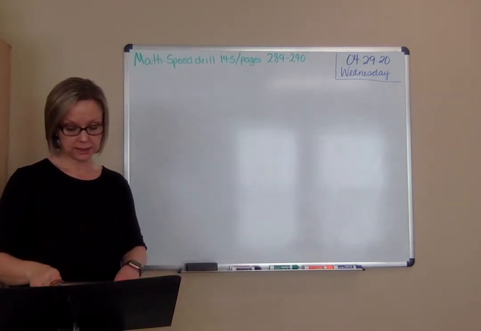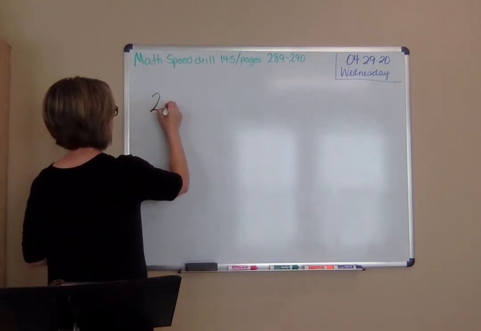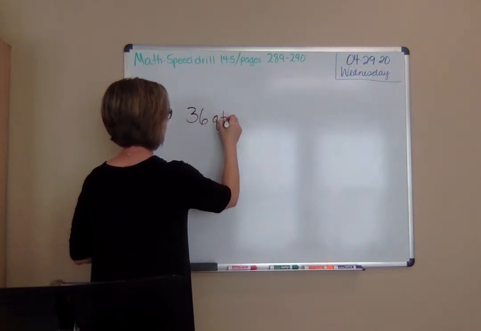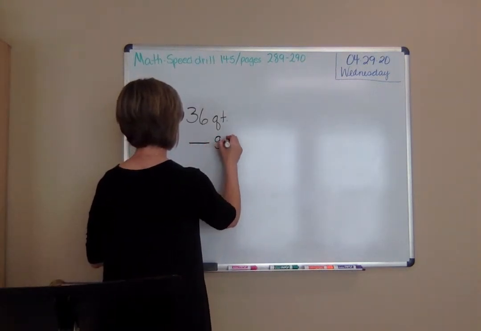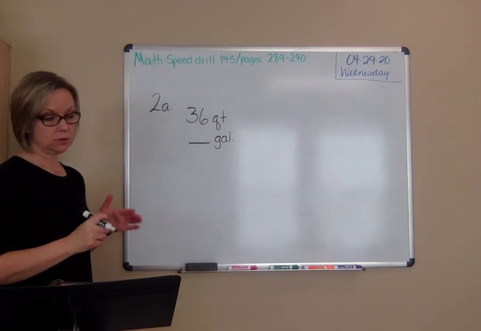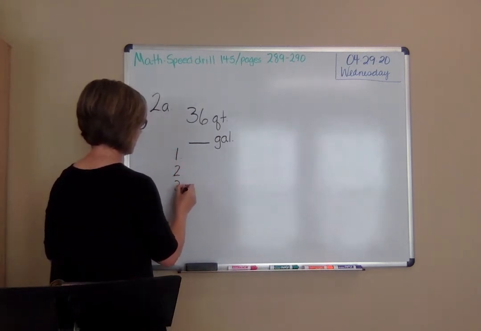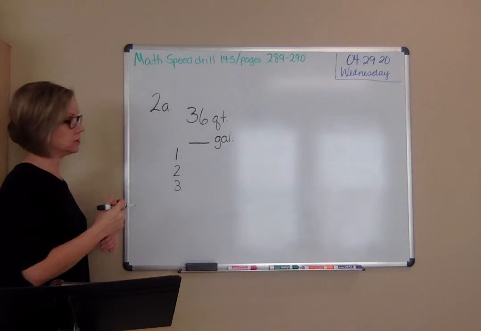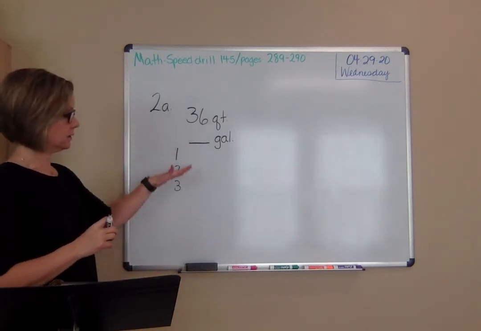Quarts are smaller than gallons. So let's look. You need to set up your problem as a conversion problem. They give you 36 quarts, right? What are you converting into? Gallons. So we're trying to figure out how many gallons 36 quarts are. We're just going to set this up. You just need to figure out which one is larger, if you're going from smaller to larger or larger to smaller. Then do your conversion.